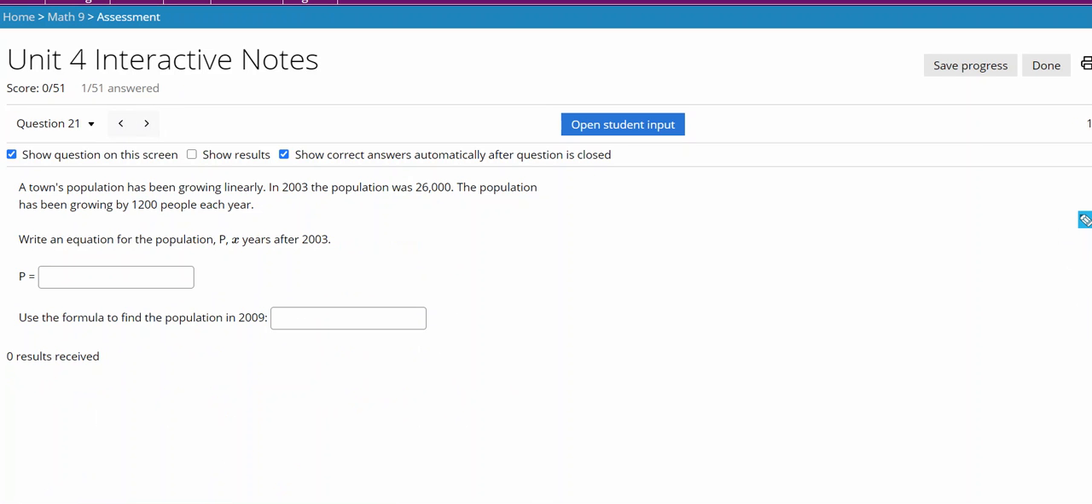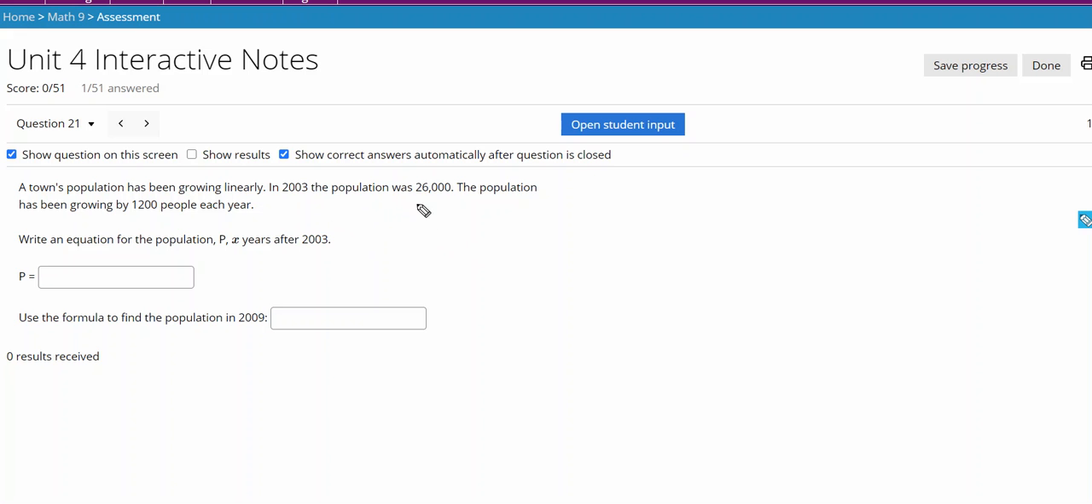Okay, so in this one it says a town's population has been growing linearly. So that means going up by a constant amount. In 2003, the population was 26,000. The population has been growing by 1,200 people each year. And then it says write an equation for the population P in X years after 2003. All right, so I know this one is really wordy, and you're probably just saying what, but it's not as bad as it looks.